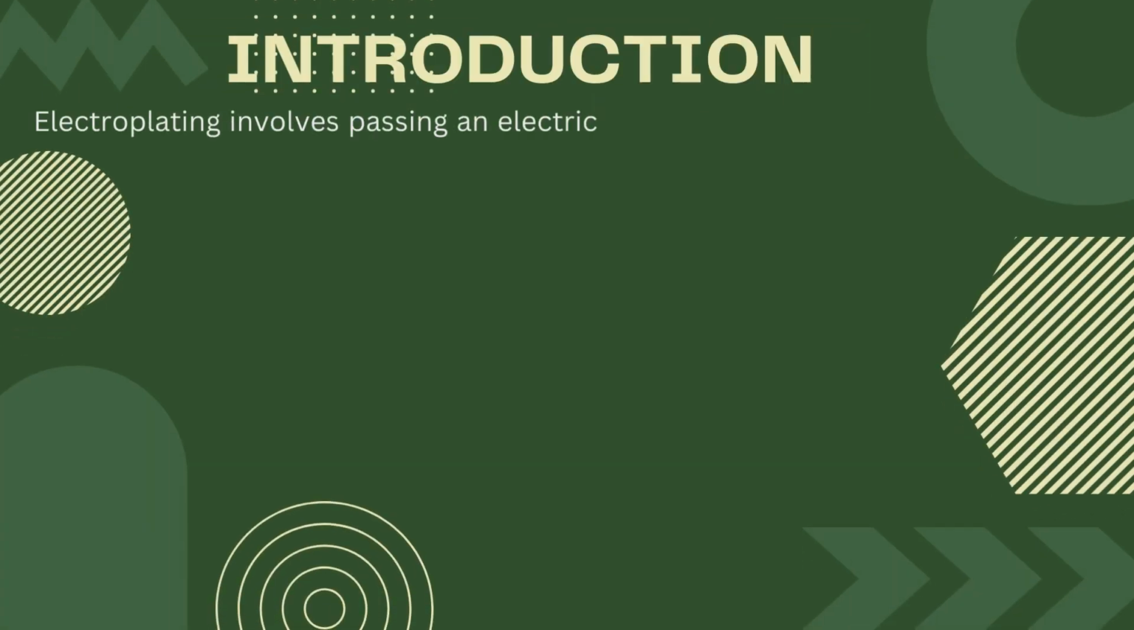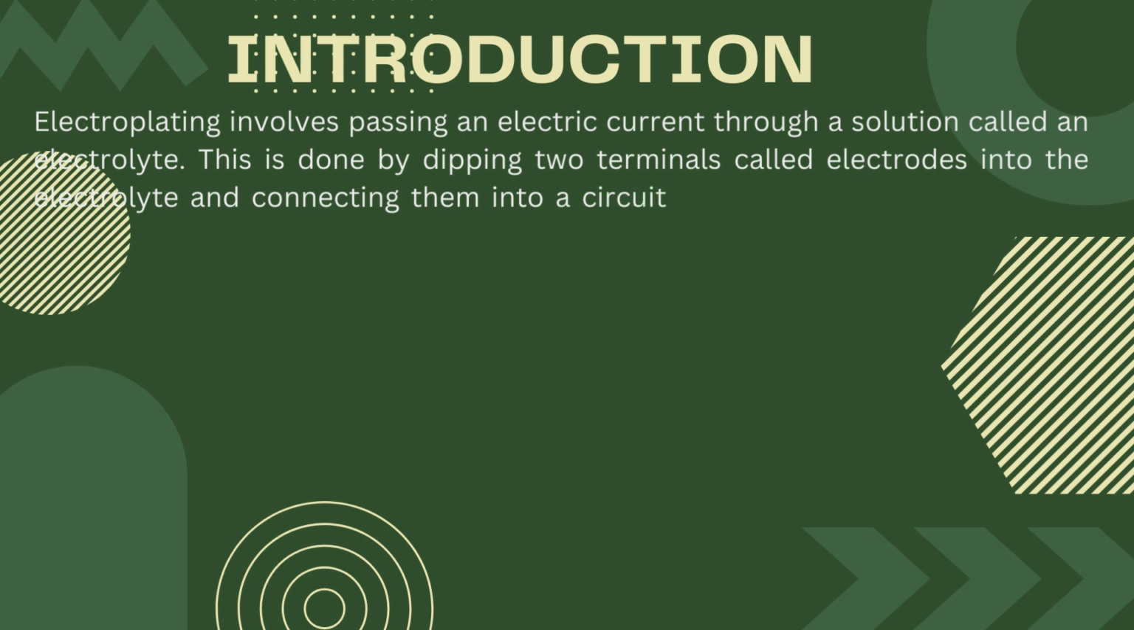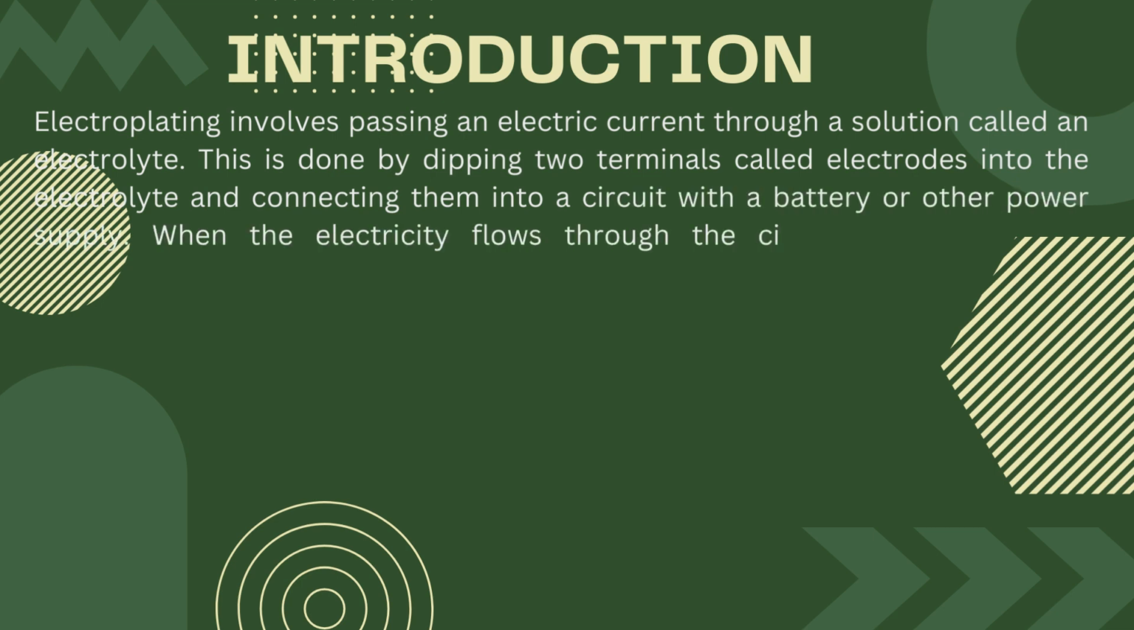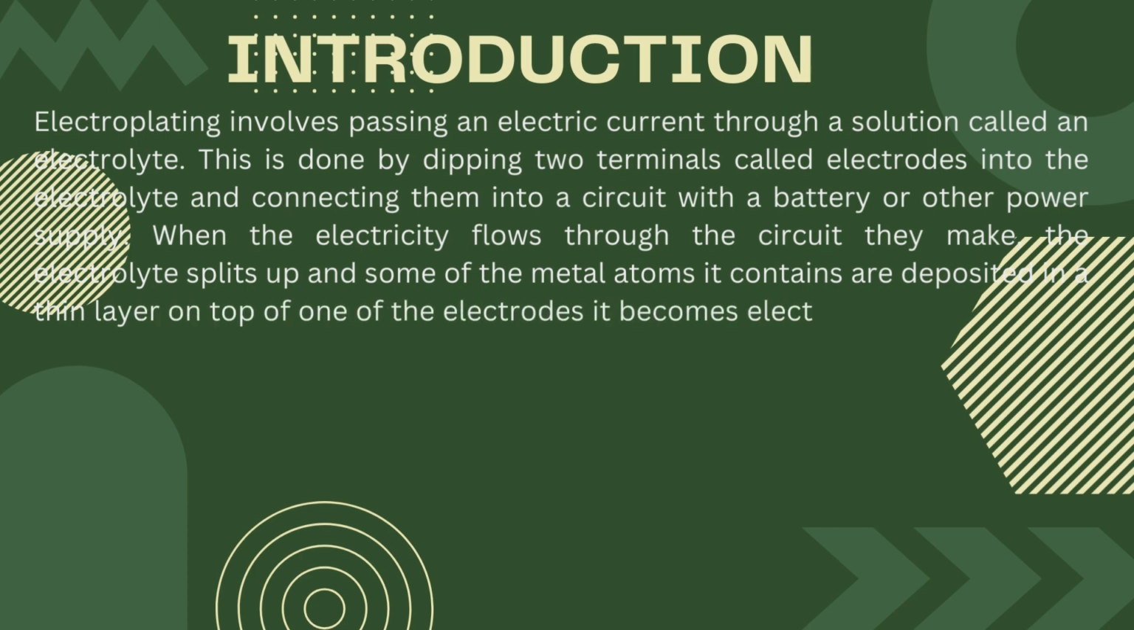Introduction. Electroplating involves passing an electric current through a solution called an electrolyte. This is done by dipping two terminals called electrodes into the electrolyte and connecting them into a circuit with a battery or other power supply. When the electricity flows through the circuit, it makes the electrolyte split, and some of the metal atoms it contains are deposited in a thin layer on top of one of the electrodes, which becomes electroplated.